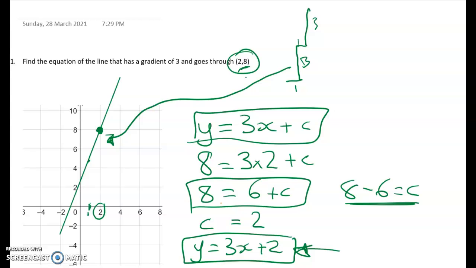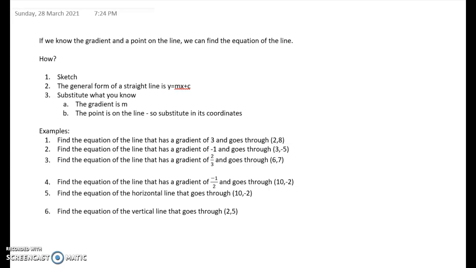So let's go on now and I want you to do the next ones. Here are the questions. Numbers 2 through 4 are in exactly the same pattern. We're given a gradient and a point. 5 and 6 are horizontal and vertical line questions.